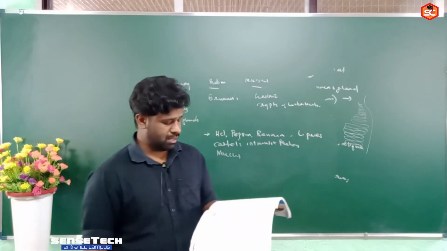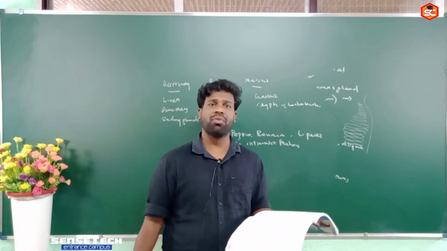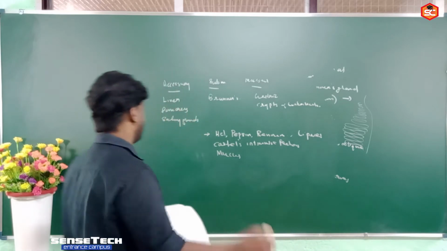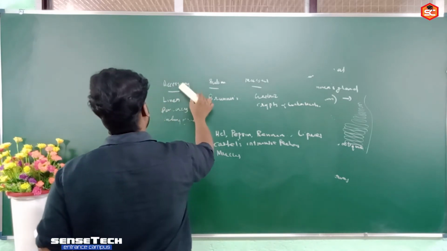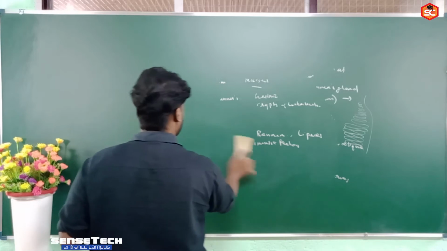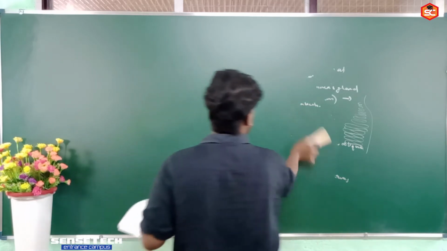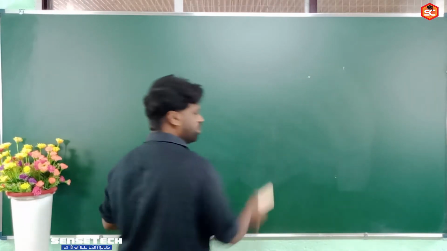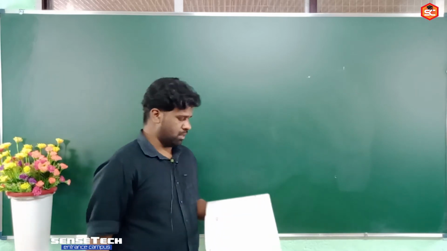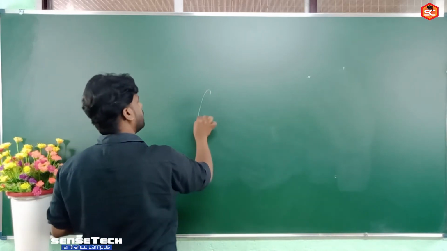Next question is the diagram of the liver. Label the diagram of the liver. Let's see what are the different regions of our liver.